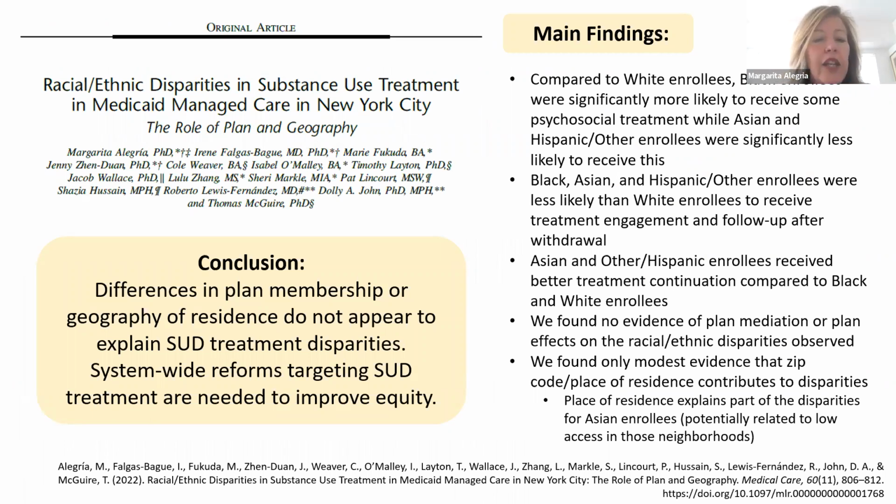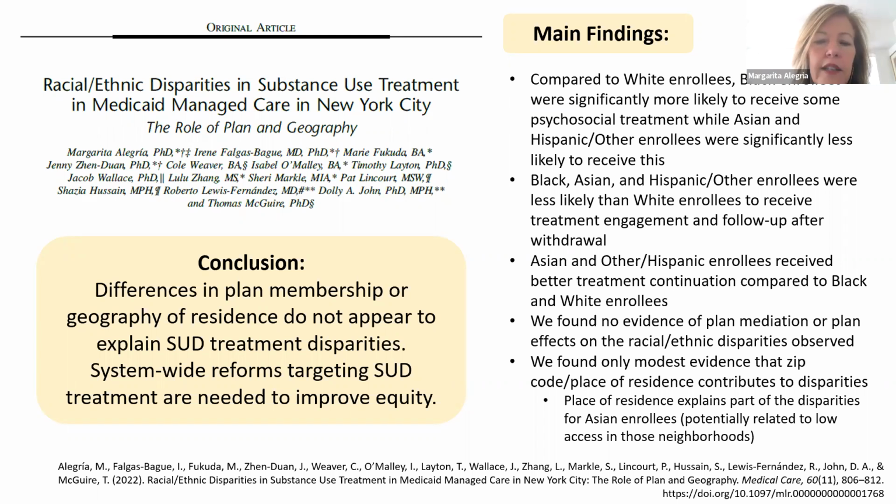We looked then at racial ethnic disparities in Medicaid managed care in New York City. And what we found is that compared to white enrollees, Black enrollees were significantly more likely to receive some psychosocial treatments, while Asians and Hispanic other enrollees were less likely to receive it. So we did find some disparities. Overall, you can see here, Black, Asians, and Hispanic other enrollees were less likely than whites to receive treatment engagement and follow-up after withdrawal.